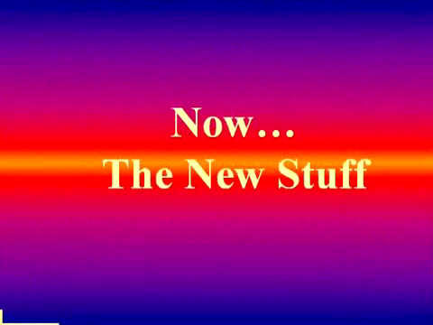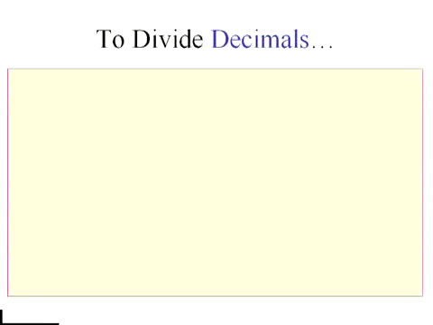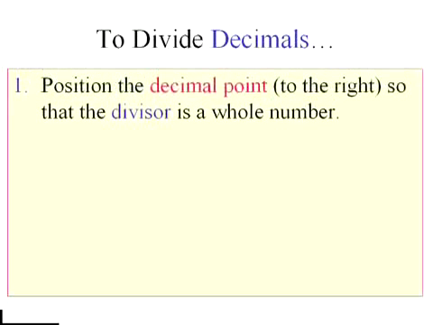And now, ladies and gentlemen, let's get ready to rumble. Well, let's use these same principles dividing decimals. To divide decimals, we're going to position the decimal point to the right so that, remember who the divisor is, so that the divisor is a whole number. We have to keep the divisor happy. He's the guy who's doing the dividing.